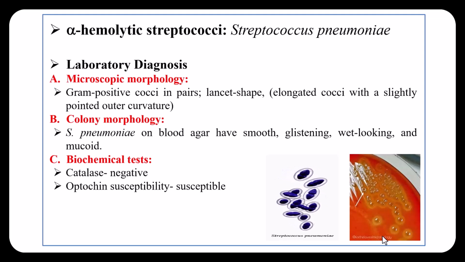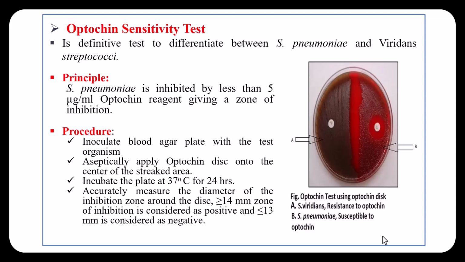All these characteristics are used in the lab to diagnose pneumococcal infections like pneumonia, meningitis, and otitis media. Now, the optochin sensitivity test is used to differentiate between the two alpha hemolytic streptococci, Streptococcus pneumoniae and viridans. The principle of this test is that optochin can inhibit Streptococcus pneumoniae at a low concentration, and this test is essential in respiratory samples. We inoculate the blood agar with the microorganism, apply the optochin disc at the center of the plate, and incubate it at 37 Celsius for 24 hours.